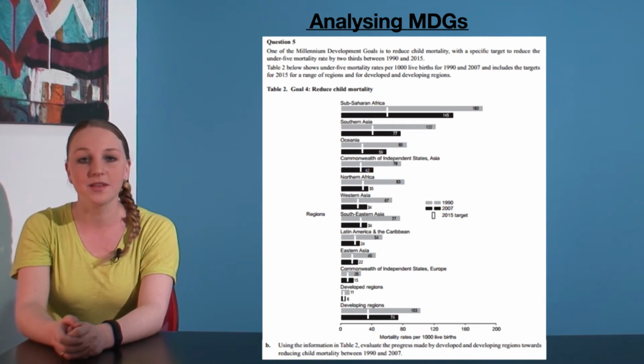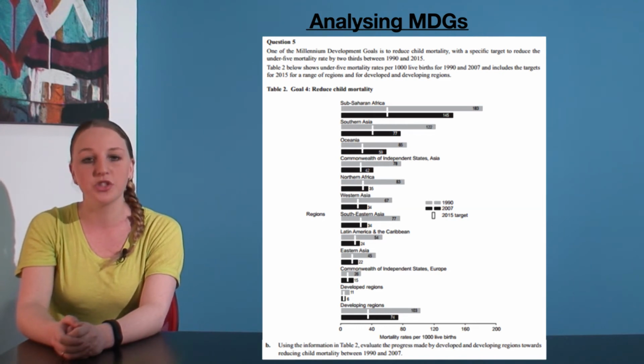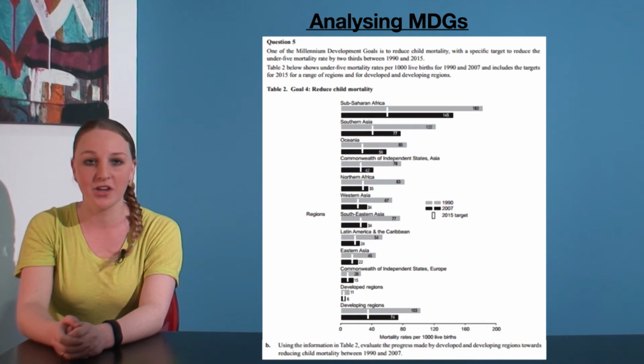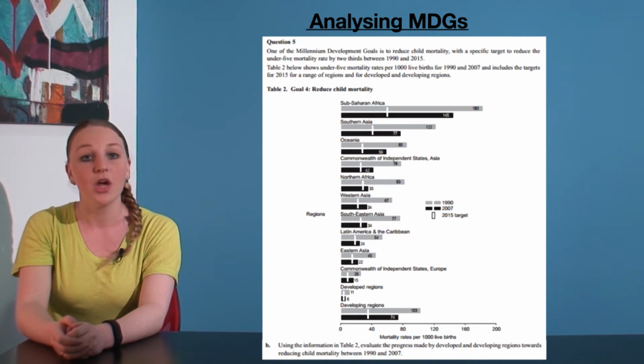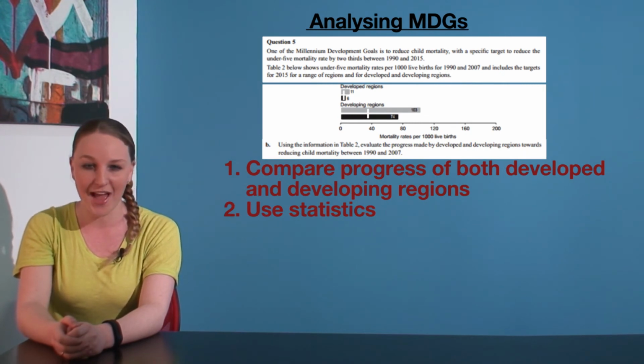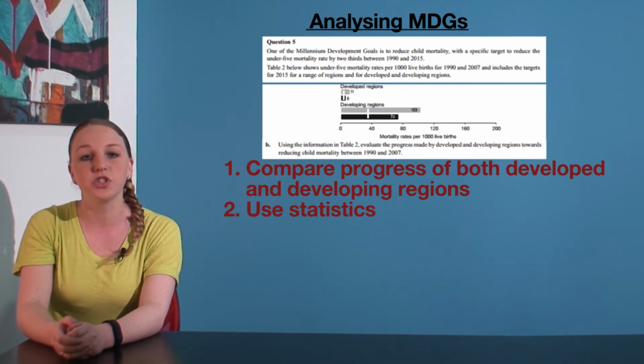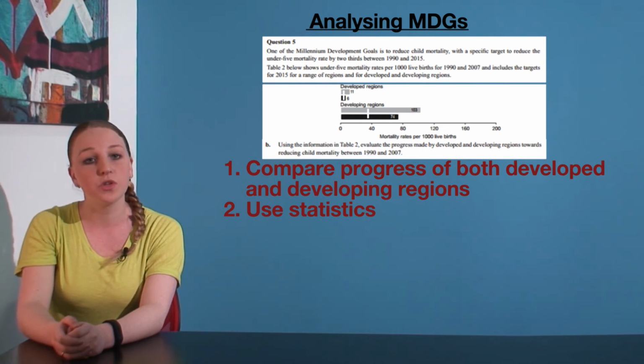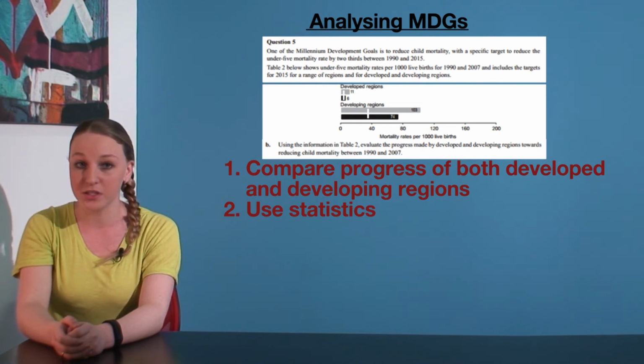This question was worth 2 marks and reads: using the information in Table 2, evaluate the progress made by developed and developing regions towards reducing child mortality between 1990 and 2007. For 2 marks, we need to accurately mention the progress of both developed and developing regions towards reducing child mortality. We should also be as specific in our responses as possible, which means using statistical evidence.